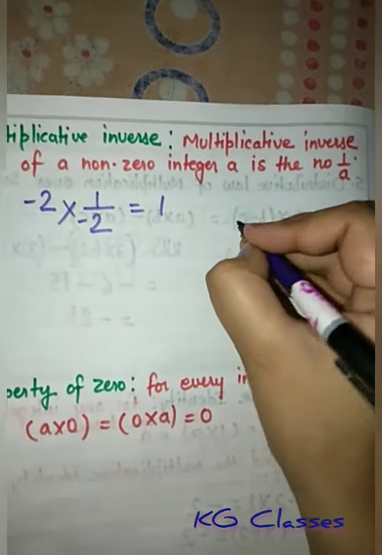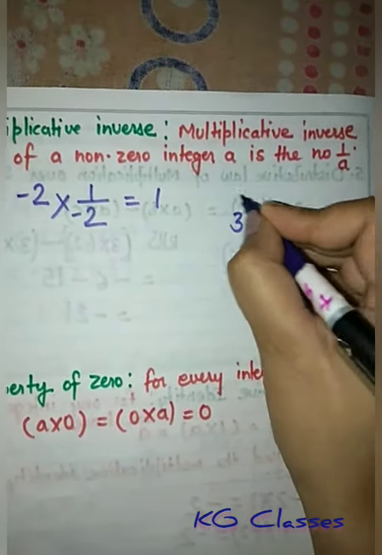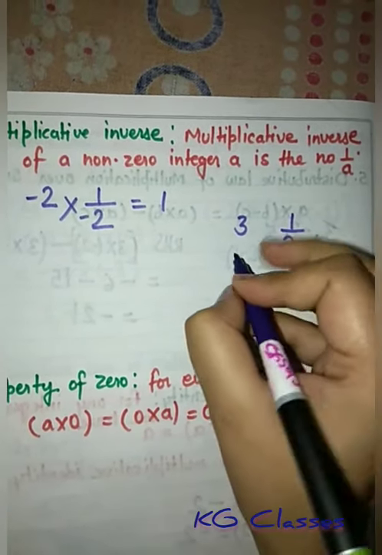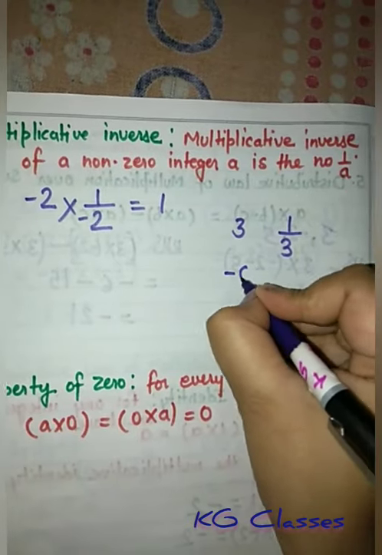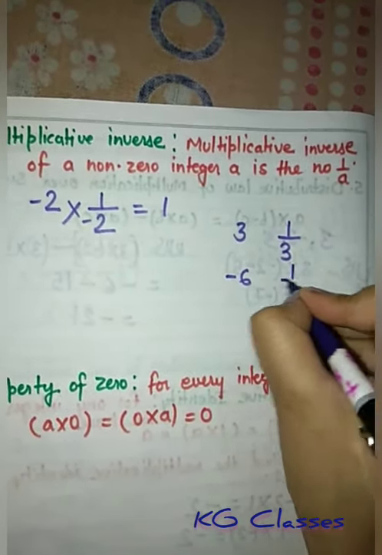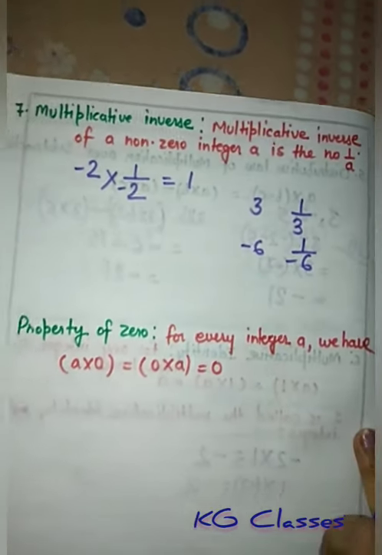If we have 3, then multiplicative inverse of 3 will be 1 upon 3. If we have minus 6, then multiplicative inverse of minus 6 will be 1 upon minus 6. So it is clear here.